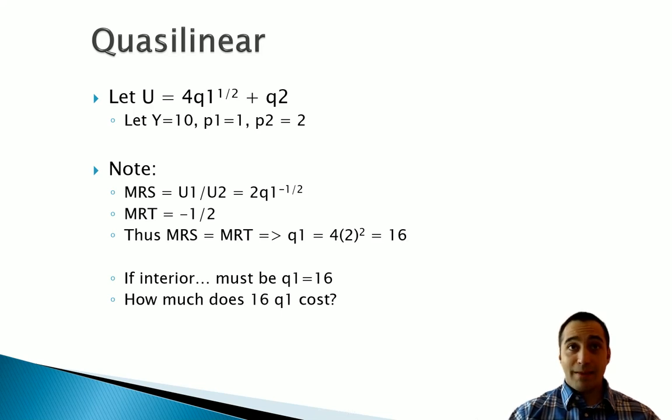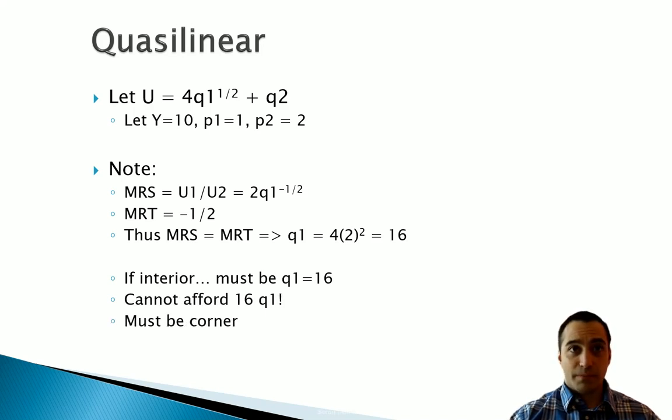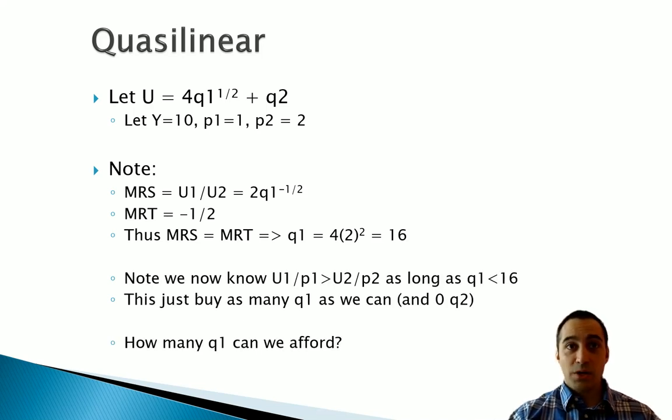Well, if it's interior, Q1 equals 16. How much does Q1 cost? Well, 16 Q1 would cost me $16. I only have $10, which means I must have negative 3 Q2. That doesn't make a lot of sense. We cannot afford 16 Q1, so that means we must have a corner solution. And actually, this Lagrange method did give us something useful. It told us that Q1, until we have 16 of them, is a very appealing option.